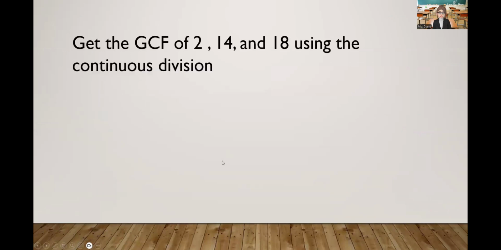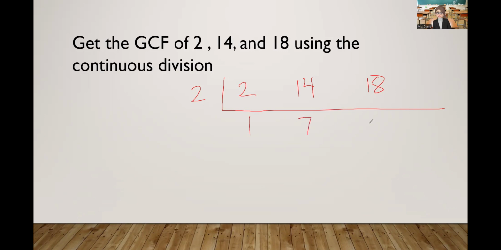Let's get the GCF of 2, 14, and 18 using continuous division. So I will list down 2, 14, and then 18. What is the smallest possible number here that we can divide to 2, 14, and 18? You are correct. It's 2. So 2 divided by 2, that is 1. 14 divided by 2, that is 7. 18 divided by 2, that is 9.